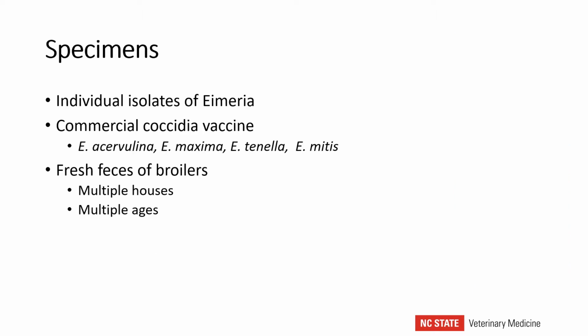Coccidia. We acquired isolates of the individual Eimeria species to optimize instrument settings. The commercial vaccine was used to define the gates where these Eimeria species fall and to test the accuracy of the oocyst counts. This vaccine also served as a positive control in all the flow experiments. Finally, we collected feces from different broiler houses at different ages to evaluate our new method.